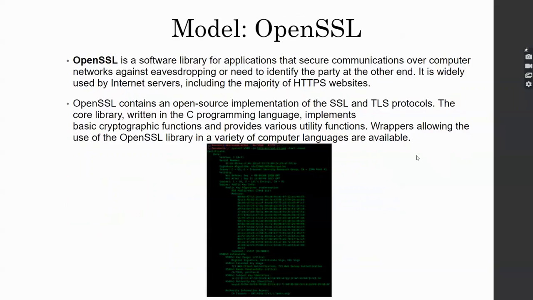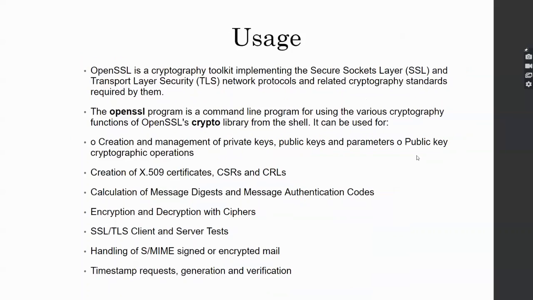Now, coming to our model, we have made a model on OpenSSL. So, what is OpenSSL? It is basically a software library for applications that secure communications over computer networks against eavesdropping or need to identify the party at the other end. OpenSSL contains an open source implementation of the SSL and TLS protocols. The core library, written in the C programming language, implements basic cryptographic functions and provides various utility functions.